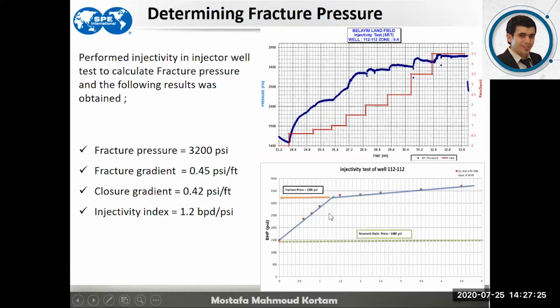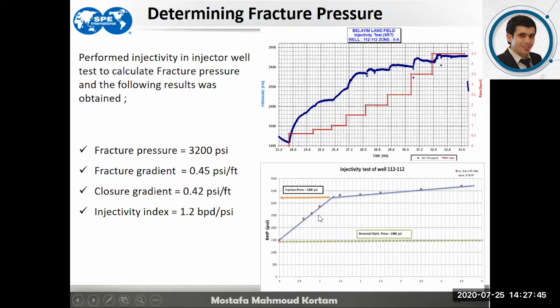This is bottom hole data, and the fracture gradient of 0.45 is very consistent with the data and the results that we got from the fracture job and from the logs. The closure gradient is 0.42.